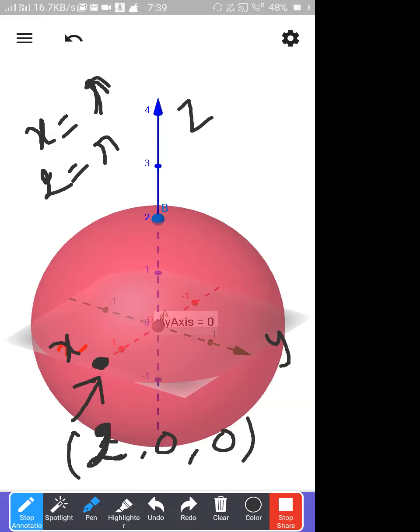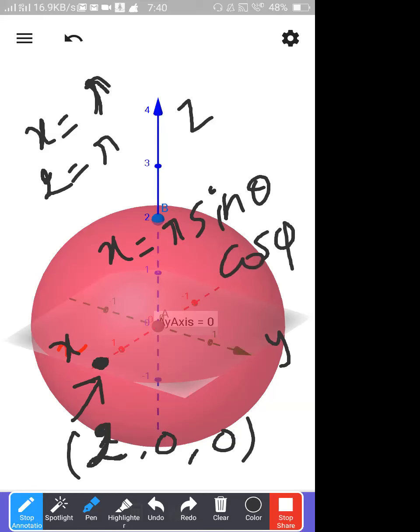Then please note down that equation. What is that equation saying? x is equal to r sin theta and cos phi. Now what are you telling, x and r are equal. r is equal to 2, that is your x in this coordinate system, because you are exactly on the x-axis.